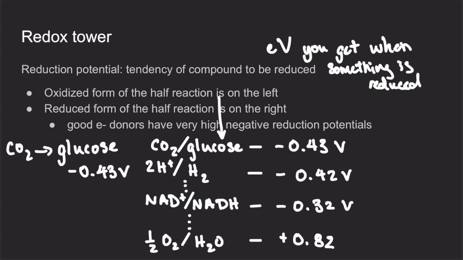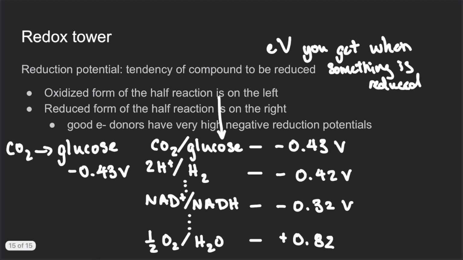Electron volts work the other way around. If you require electron volts to go, you have a negative. Positive electron volts are more spontaneous. They will occur naturally. They're favored. And so in order to couple two of these things together, the electron voltage should either be 0 or greater than 0. It should be positive. So now, if we go CO2 to glucose, we require 0.43 volts.